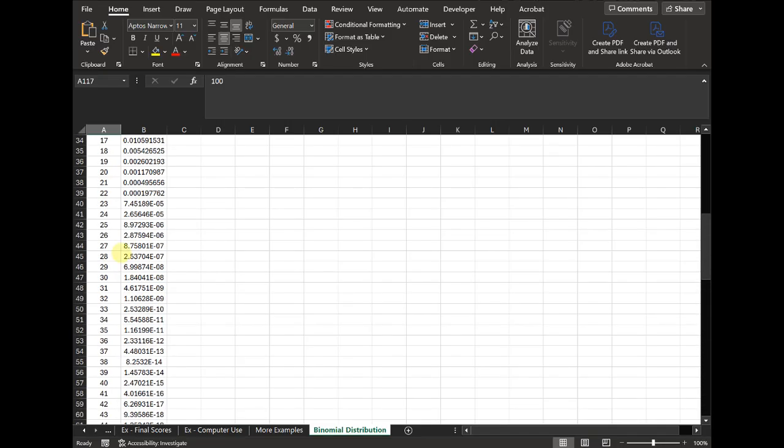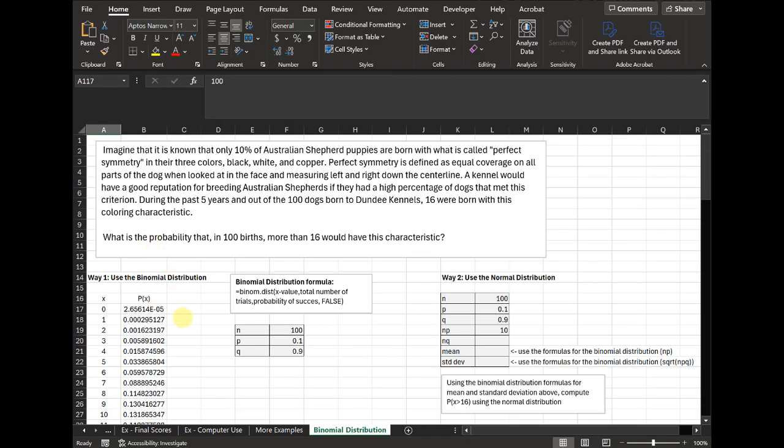The good news is this is easy to do with Excel because there is a binomial distribution formula. In this case, I've got a prompt here just to show you what it is. So I've got my binomial distribution, whatever my X value is. The prompt is the total number of trials, that would be 100, the probability of success. And when you have a binomial distribution formula, you always just put a false here. It's just how that works for that particular formula.